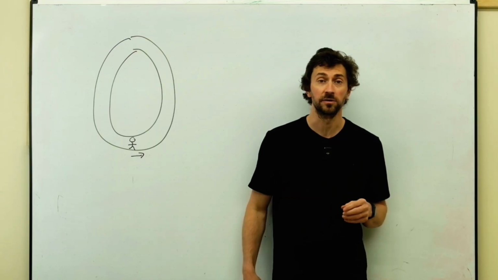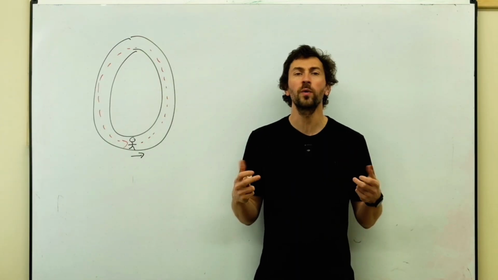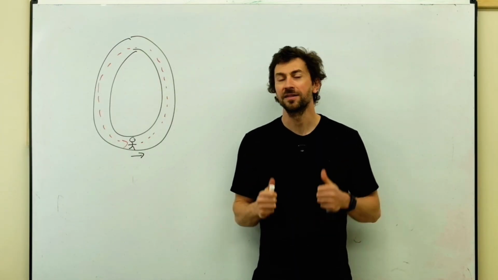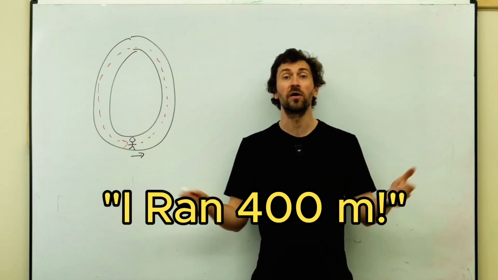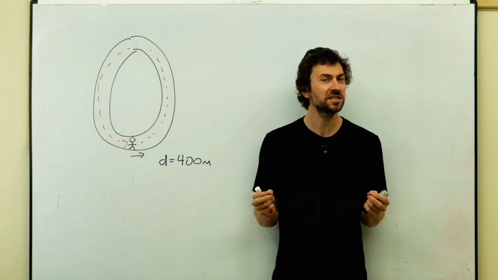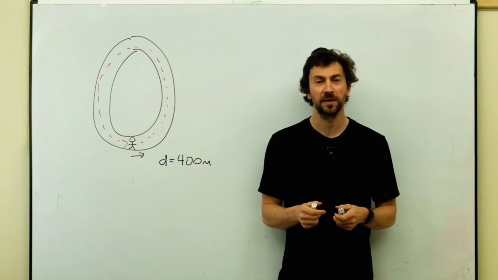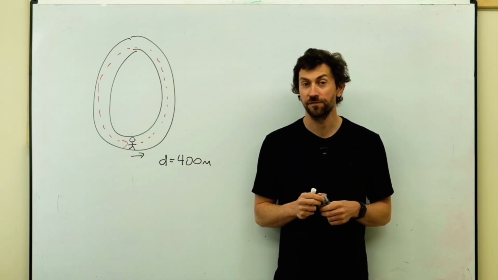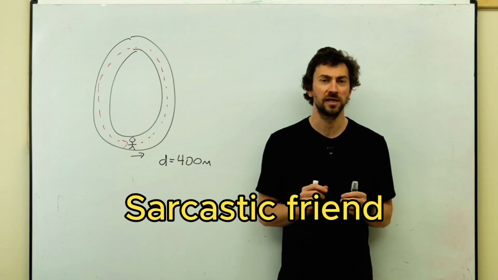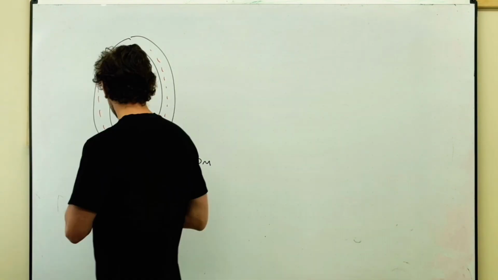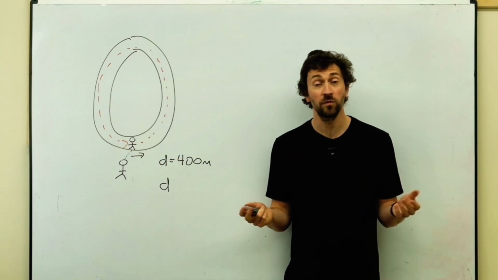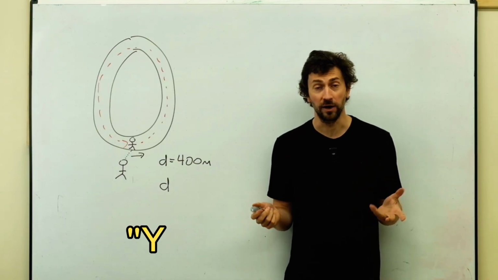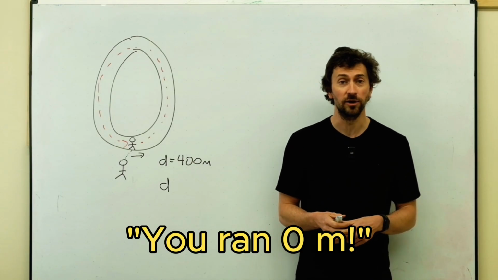The track is 400 meters. The person goes all the way around the track and they're very happy they ran 400 meters. And they say, I ran 400 meters. My distance was 400 meters. And this person has a friend who is watching and is a bit sarcastic. And the friend says, you're in the same place that you were as before. You haven't gone anywhere. Your distance is 0.